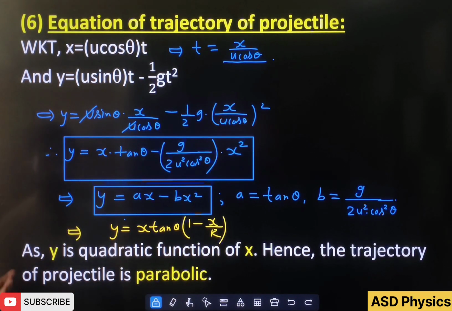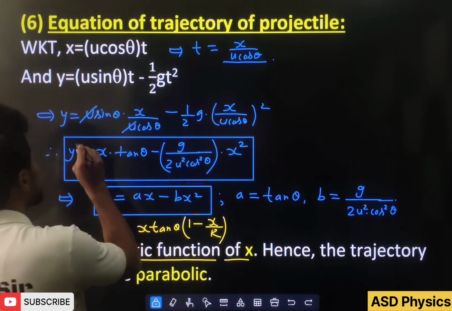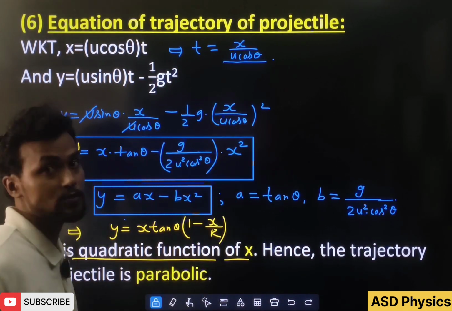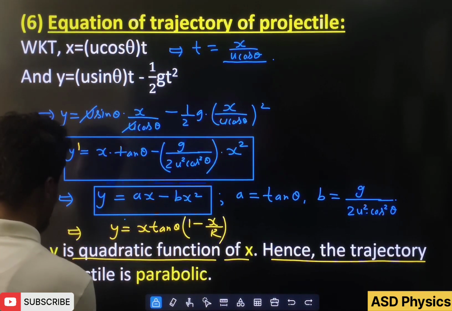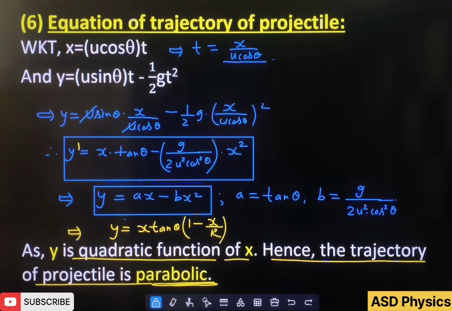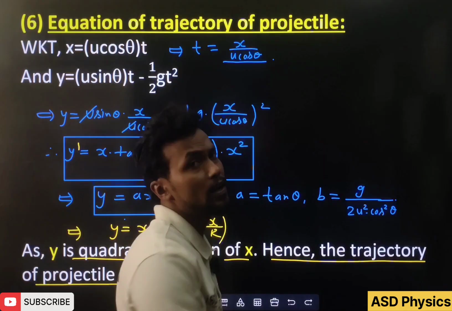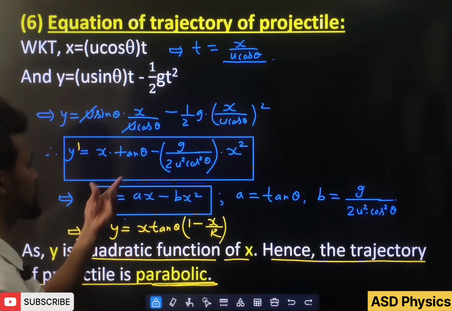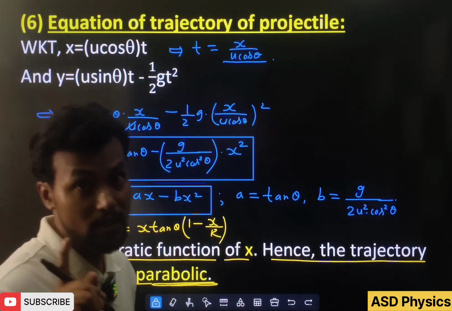And kindly see very well, as y is a quadratic function of x, you can see here the y power is 1 and the x power is 2. Hence the trajectory of projectile is a parabolic path. That means the path it is following, which we have drawn like this, is called the parabolic path. So sometimes this is required, depending upon the question.